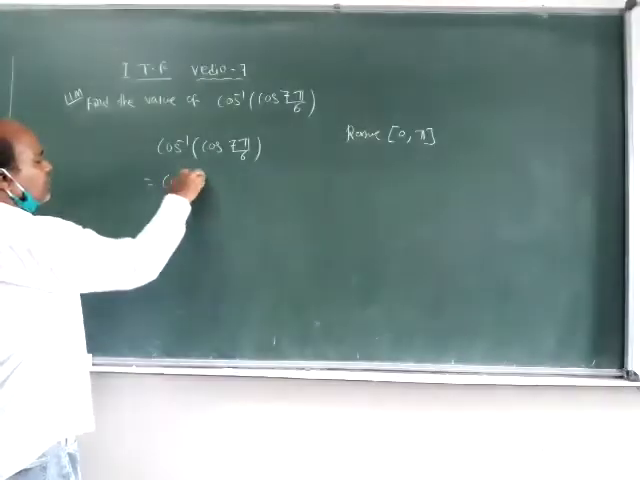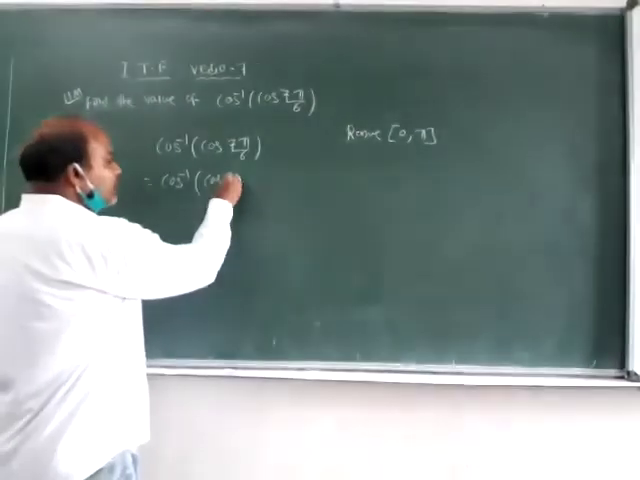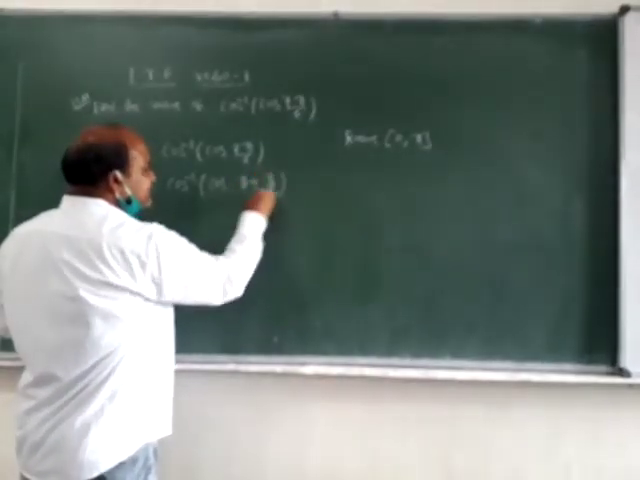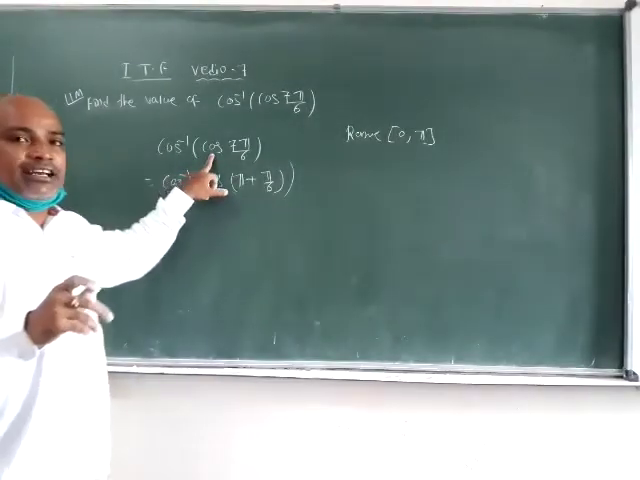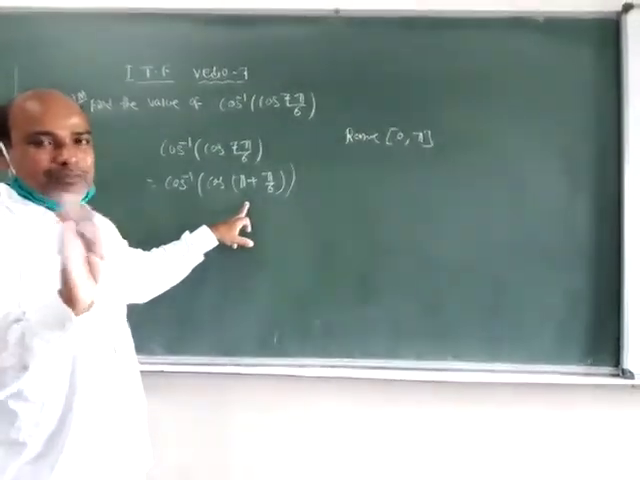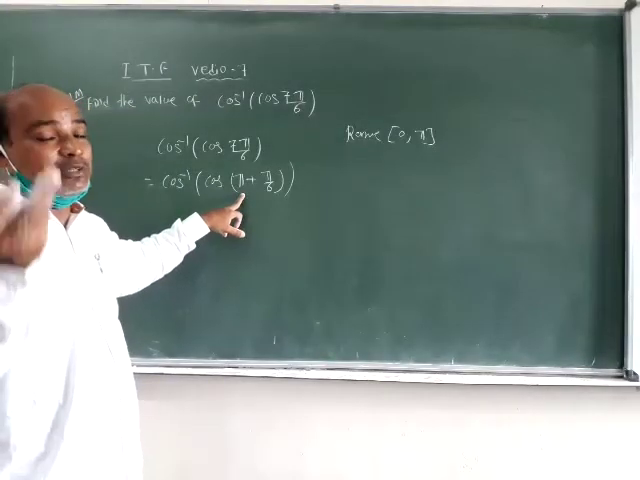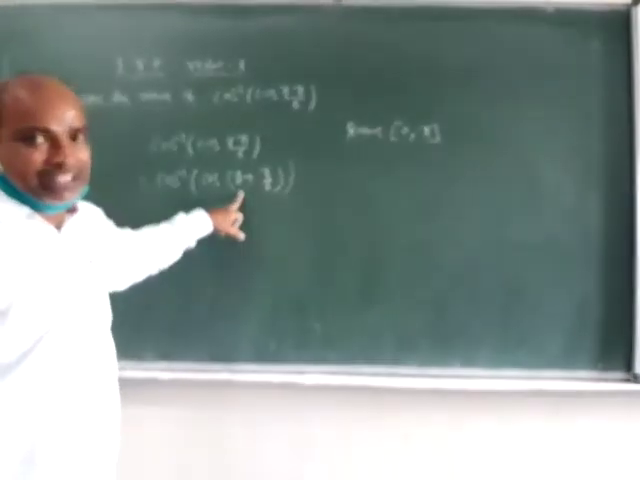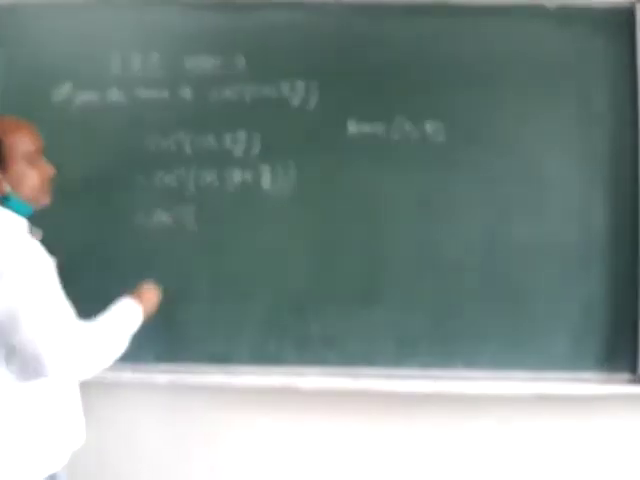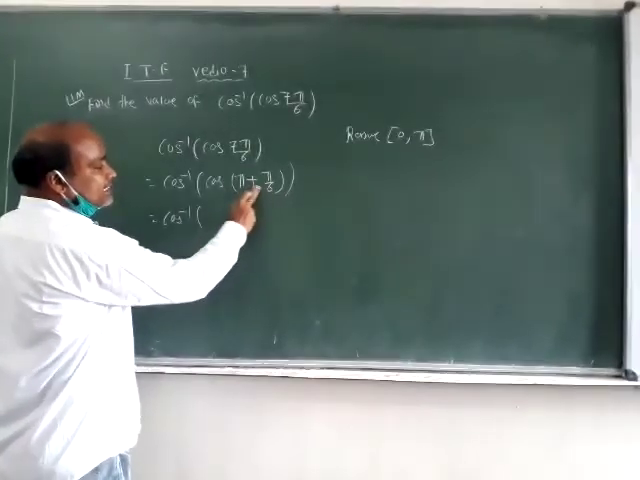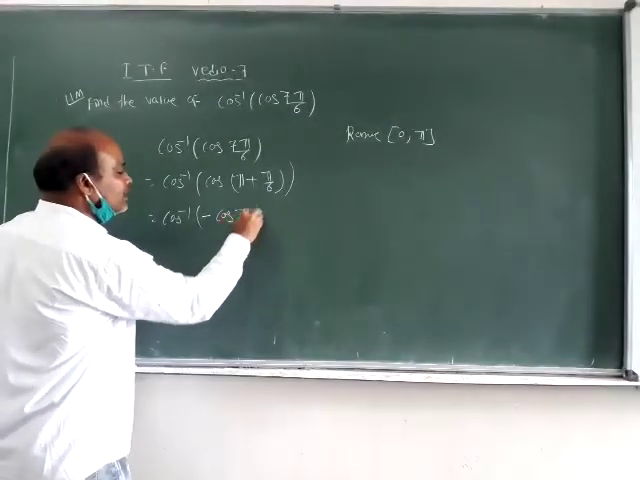So for cos inverse of cos, you have to simplify this. How to simplify? Pi plus pi by 6. Because the trigonometric function does not change at 180 and 360, so you write only pi or 2 pi. The trigonometric function changes at 90 and 270, meaning pi by 2 and 3 pi by 2. So now cos inverse of cos of pi plus pi by 6. In the third quadrant cos is negative, so you write minus cos pi by 6.